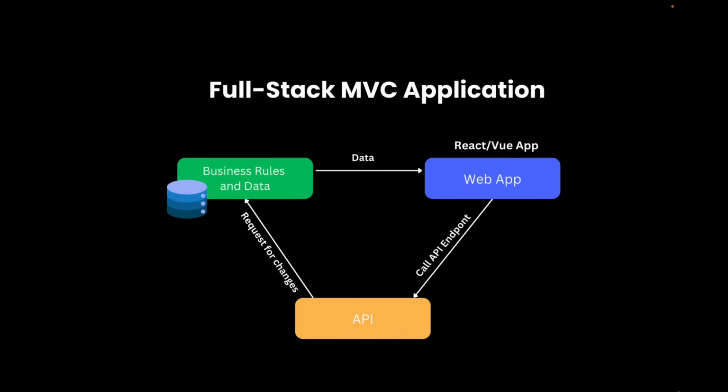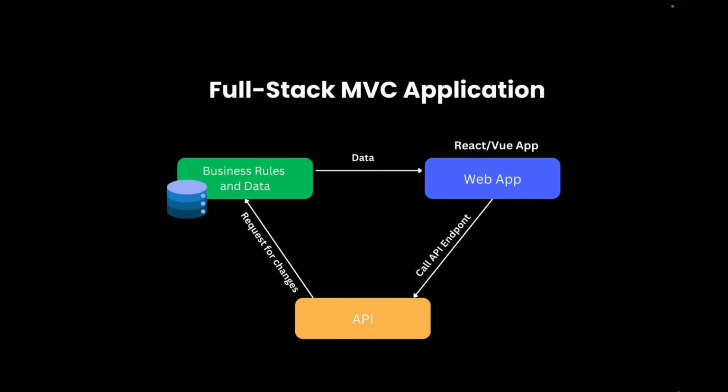Now let's take MVC to the full stack. Here's how it works. View, the frontend UI built with React, Vue, Angular, or any other web framework. Controller, the API layer, handling client-server communication, and model, the backend containing business logic and the database. So in this structure, the frontend only handles UI logic and no business logic. The API, or controller, handles communication and requests. The backend, model, processes and stores data.